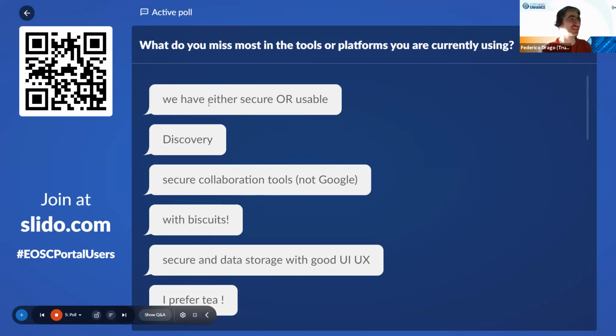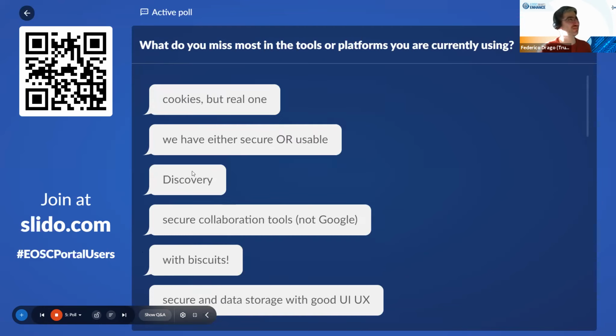Yeah, someone is saying we have either secure or usable. So like the platforms that are one usually are not the other. Okay. Shall I move on to the next one?